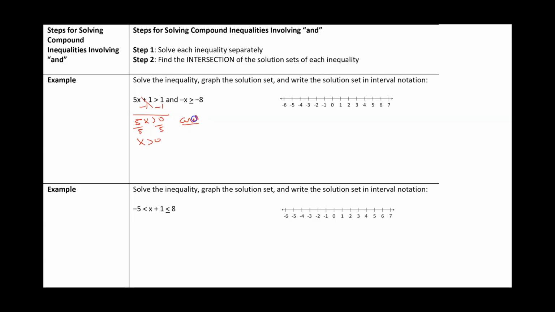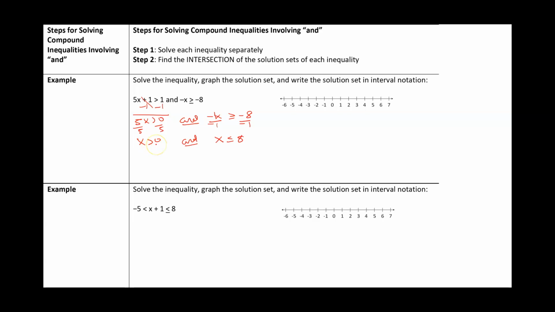I have the word and in between. Here I have negative x greater than or equal to negative 8. There's an invisible 1. So if I divide both sides by negative 1, I have x less than or equal to positive 8. The inequality reverses because we divided both sides by a negative, and we have the word and in between. Okay, now let's go ahead and graph these.